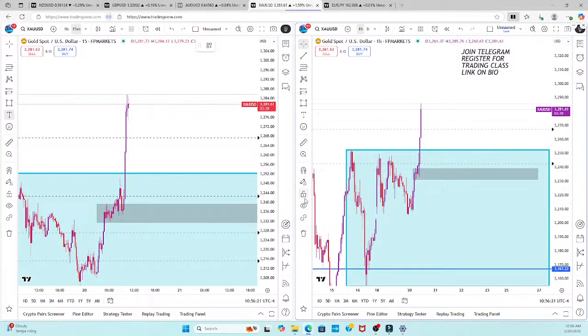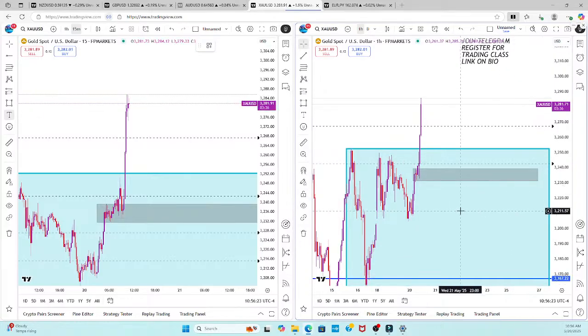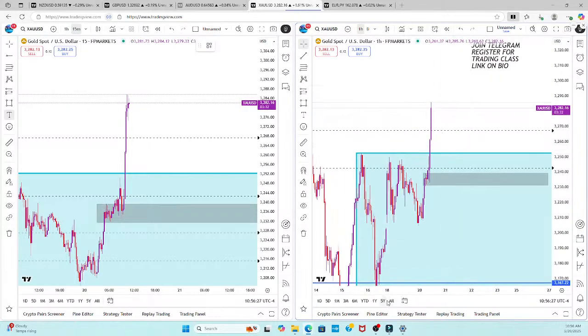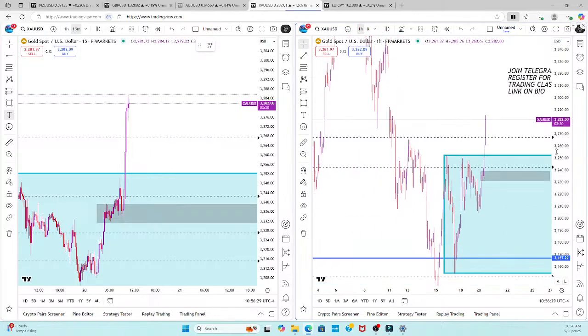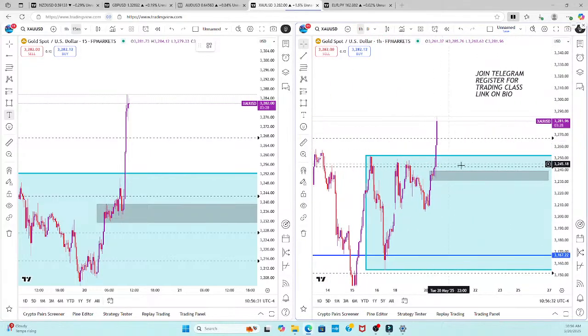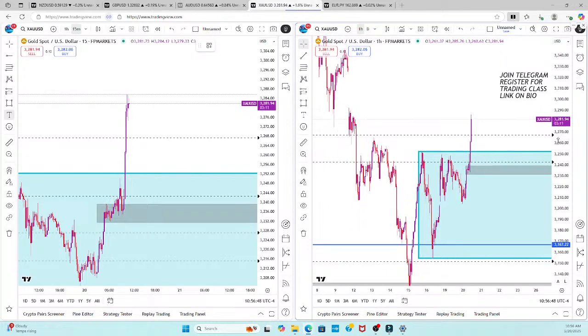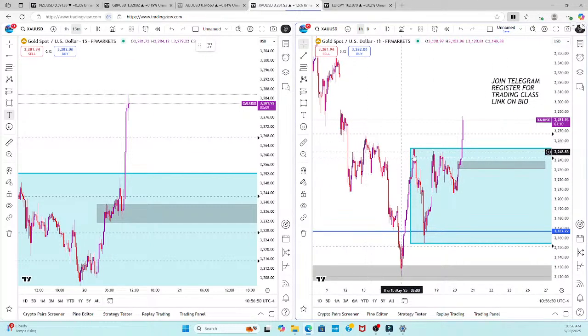So basically that is it. And I don't actually expect gold to come back down. If it's going to come down, it's most likely going to touch this 32.53 and then bounce back up. 32.53.